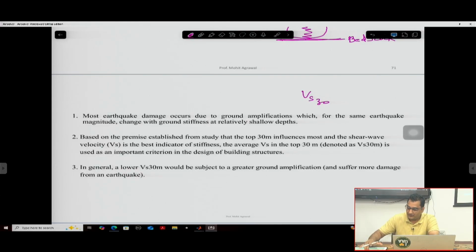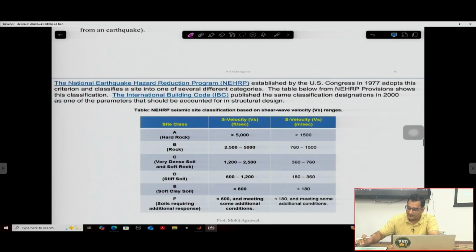Now, if we go further, this is the program which was established by the United States Congress in 1977. The name was National Earthquake Hazard Reduction Program. If you look at this name, there is some tricky part in it, because they say hazard reduction, which is not possible. You can reduce the risk but not the hazard.